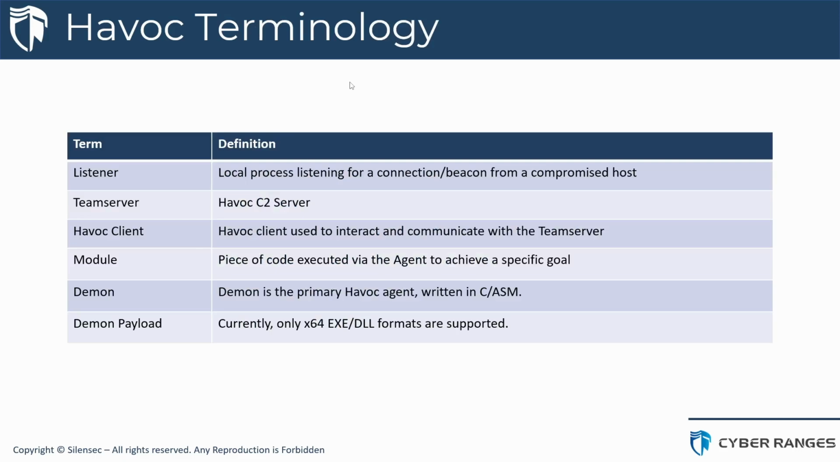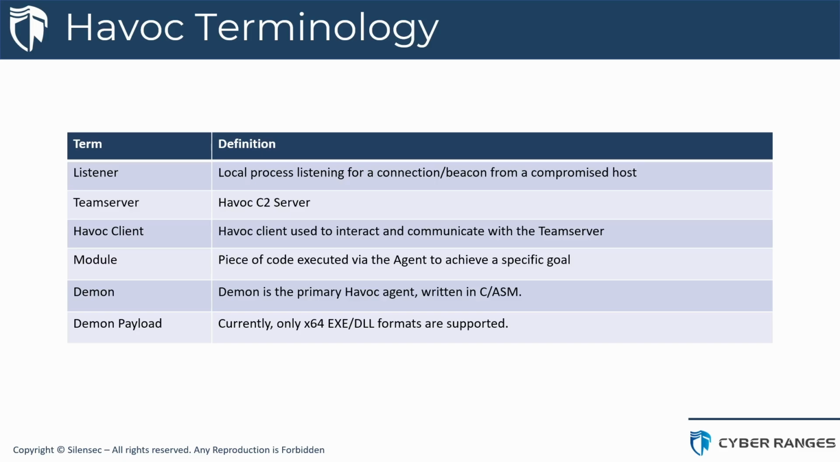Now, for some important terminology, because as you know, every C2 framework has its own unique terminology, which again is nothing new, but it's very important that you understand what these terms mean. Generally speaking, the listener is a fairly well-known piece of terminology in the context of C2 frameworks. It essentially refers to the local process listening for a connection or beacon from a compromised host. We then have the term team server. The team server refers to the actual Havoc C2 server, and then you have the Havoc client, and the client is what you utilize to interact and communicate with the team server.